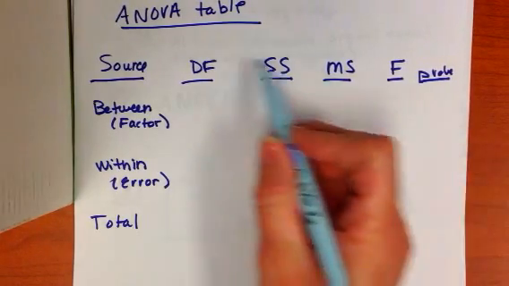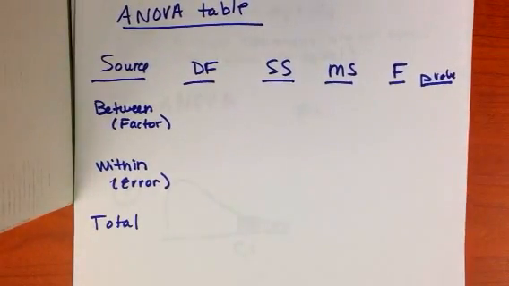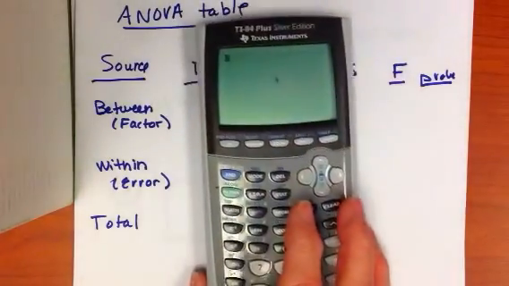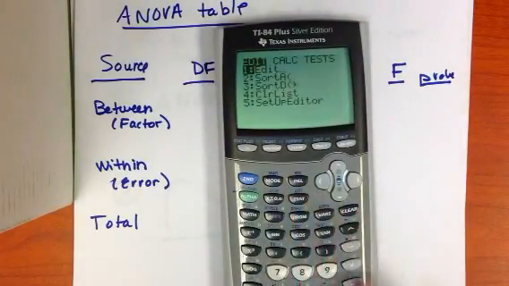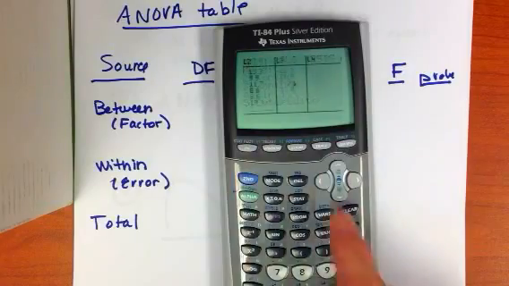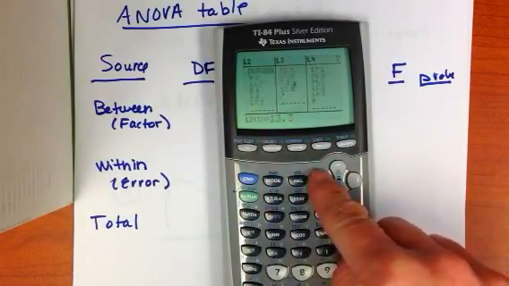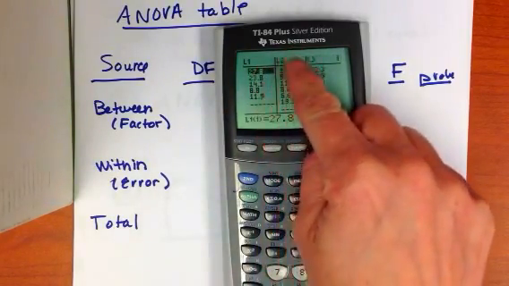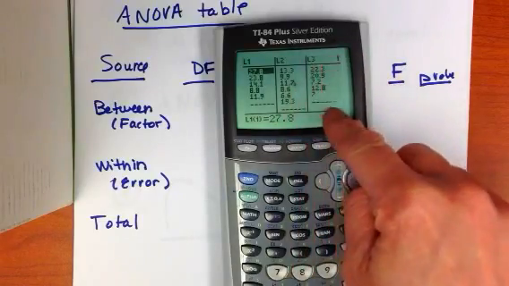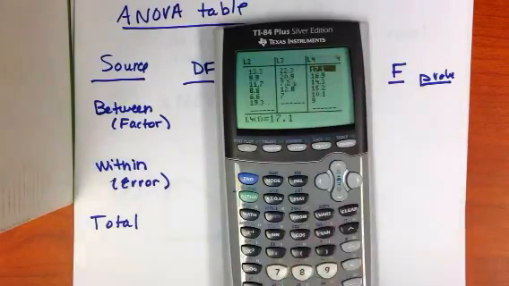Okay, so I know in WebAssign it asks you for some of these values, so I want to show you how the calculator gives you those. All right, so in this example, let's go ahead and go Stat, Edit, and put in our 4 lists. I'm going to put the first one in L1, the second one in L2, third one in L3, and then the fourth one in L4. So go ahead and do that.